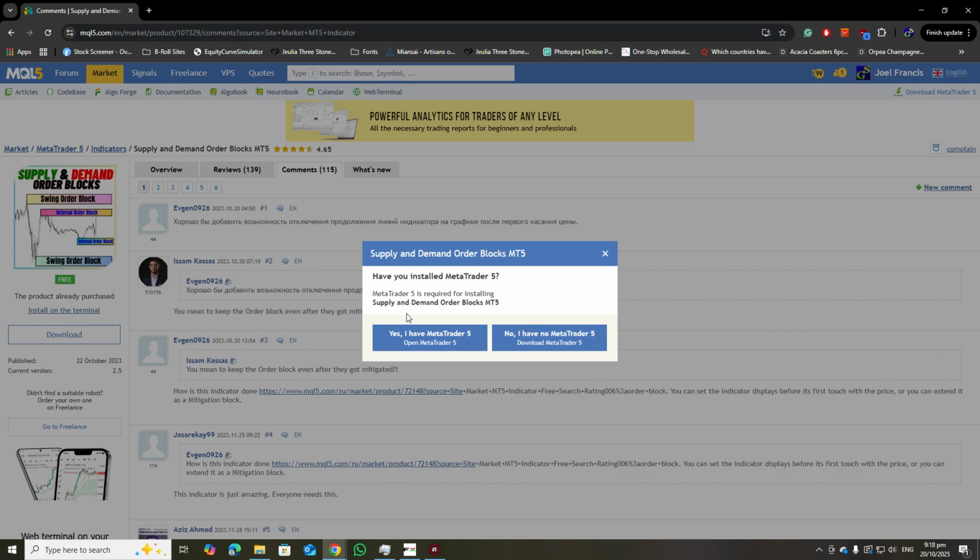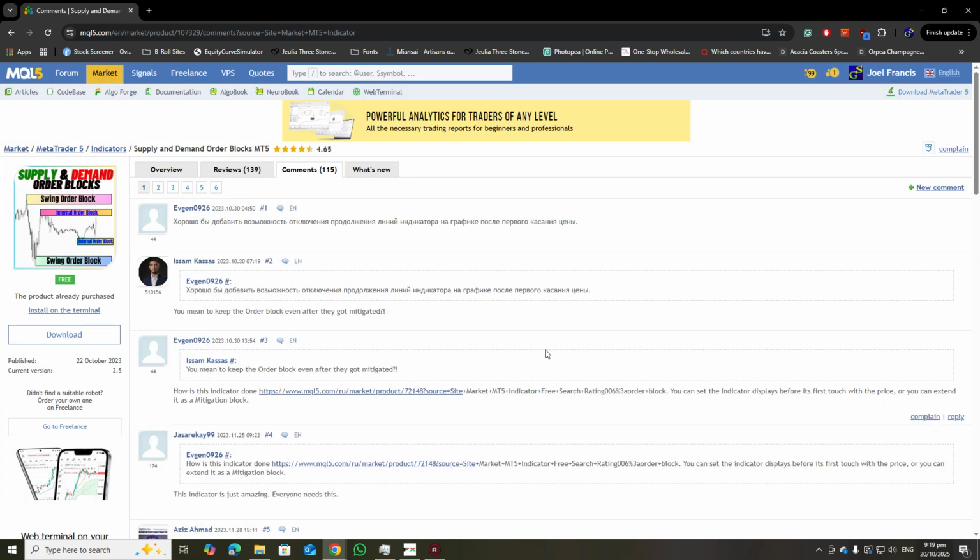Okay, it seems like it's only for MetaTrader 5. So if you only use MetaTrader 4, you might want to upgrade. But it's only for MetaTrader 5, at least as far as I'm seeing here. Yeah, it's MetaTrader 5. Nevertheless, it's a really nice indicator. I'm singing its praises because I love it.